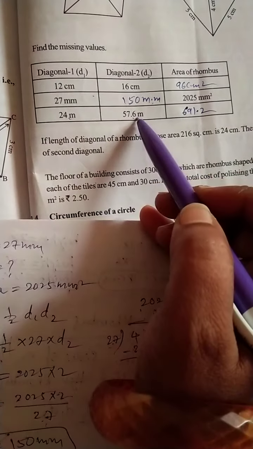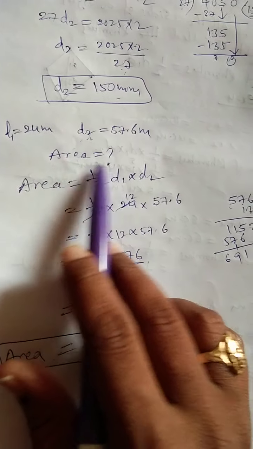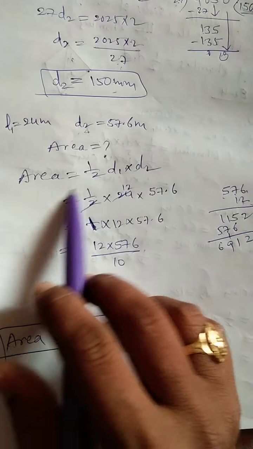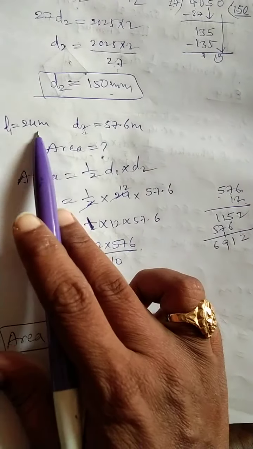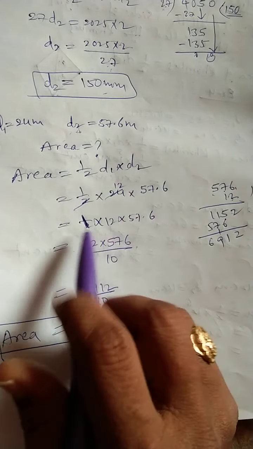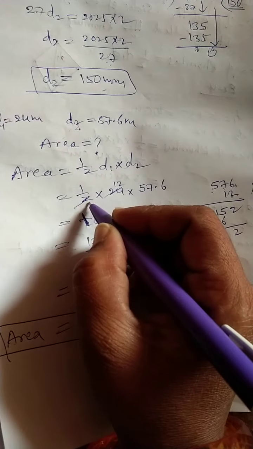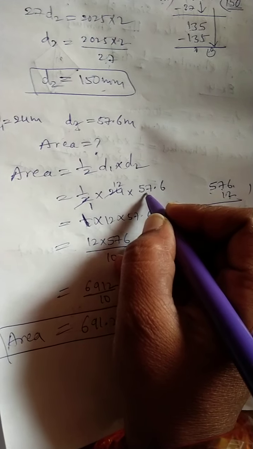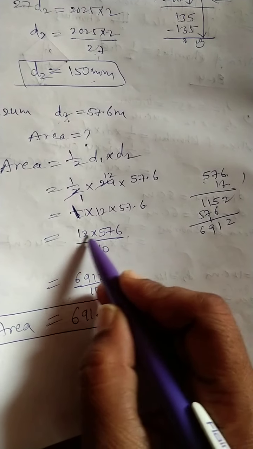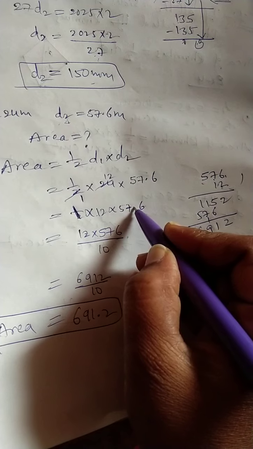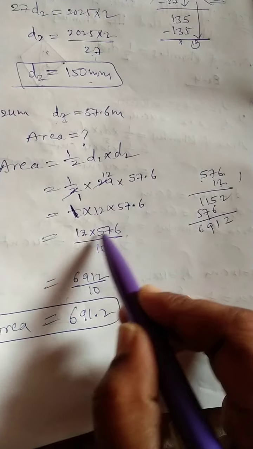Now the next box, d1 and d2 are given, and we need to find the area. Area of rhombus is equal to half into d1 into d2. Now I substituted d1 24, d2 57.6, and half means 1 by 2. Now you can do the cancellation. 2 ones are 2, 2 twelves are 24, into 57.6. Now 12 into 57.6. Now you can multiply. Before multiplying, it is better to remove this decimal point and take 10 as the denominator. Now you can multiply.